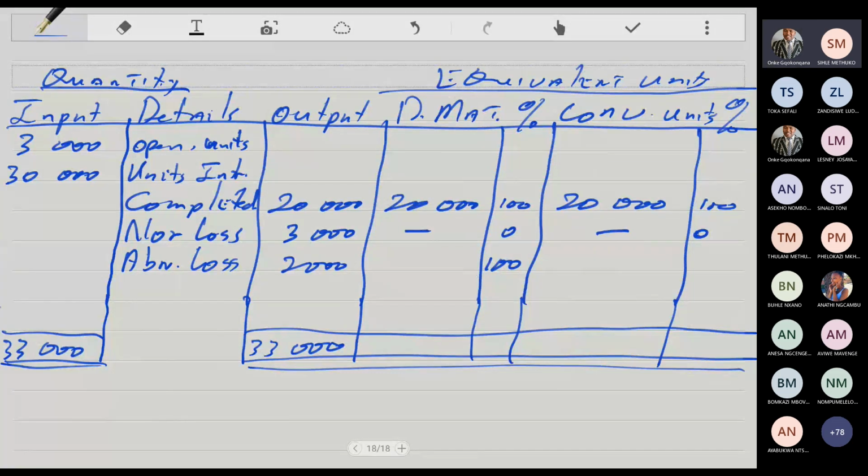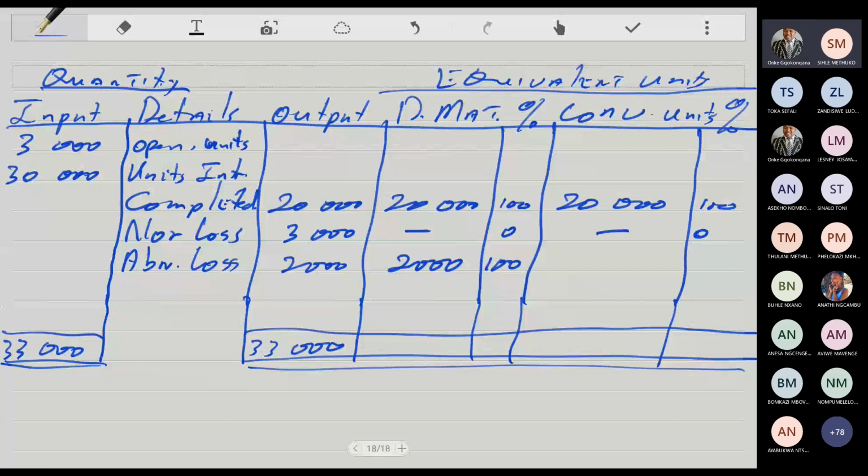So the 100% of 2,000 will be 2,000. Now coming to the conversion, because the loss was inspected at the beginning, it means that your conversion converted what percentage at that time? 0%. So it's going to be 0. So that's what we are going to record.